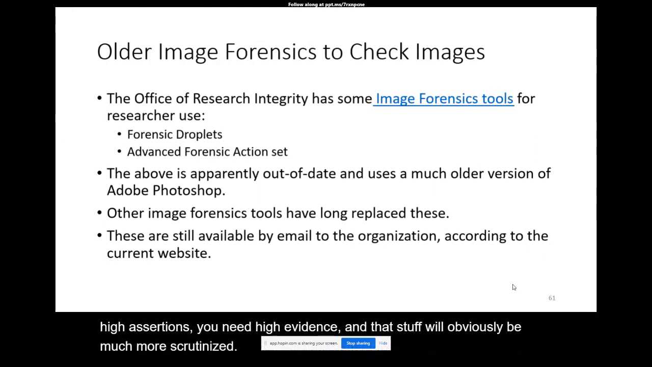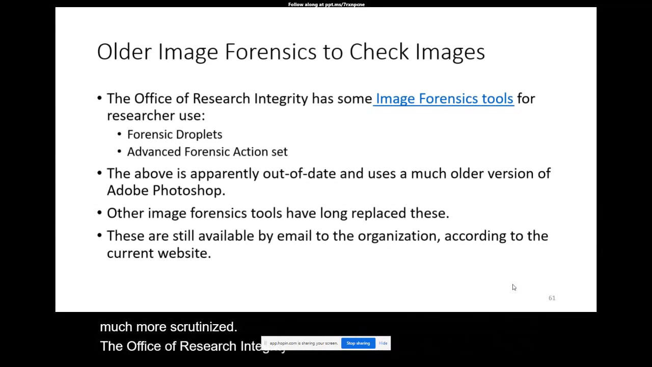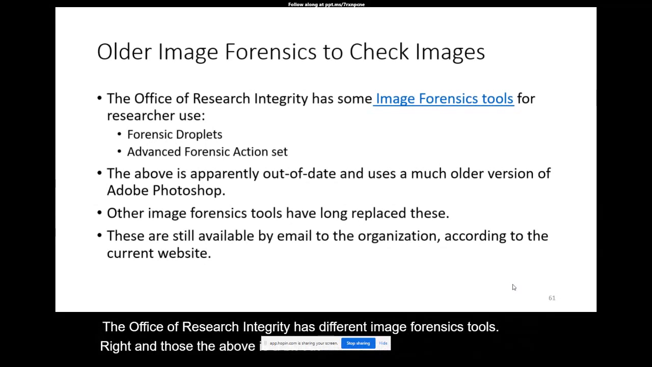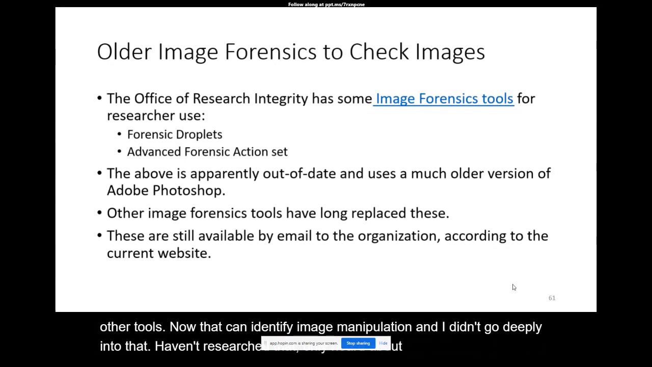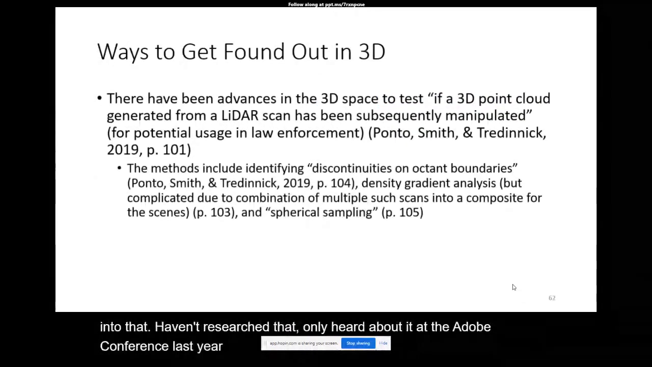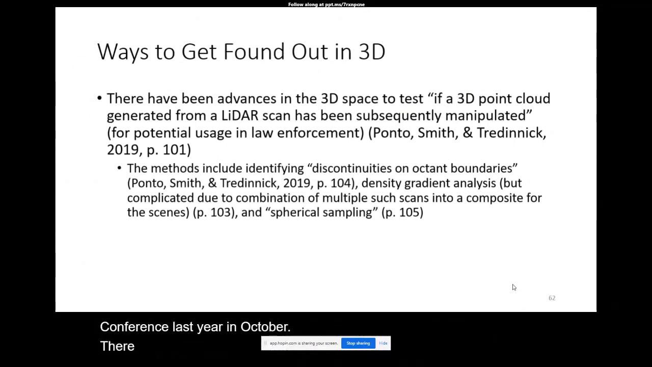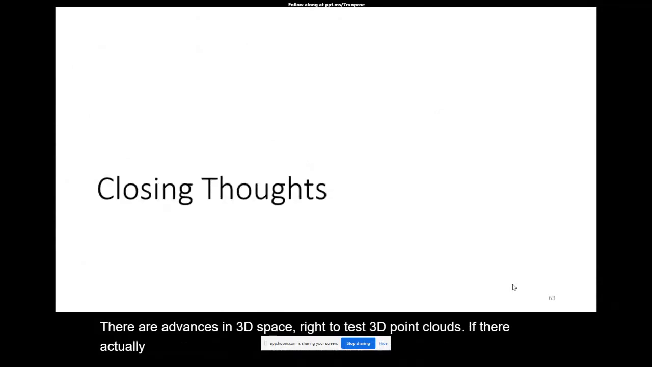The Office of Research Integrity has different image forensics tools, right? And the above is a bit out of date. Built into Adobe Photoshop are other tools now that can identify image manipulation. I didn't go deeply into that. I haven't researched that, only heard about it at the Adobe conference last year in October. There are advances in 3D space, right, to test 3D point clouds. So I'll just leave it there.